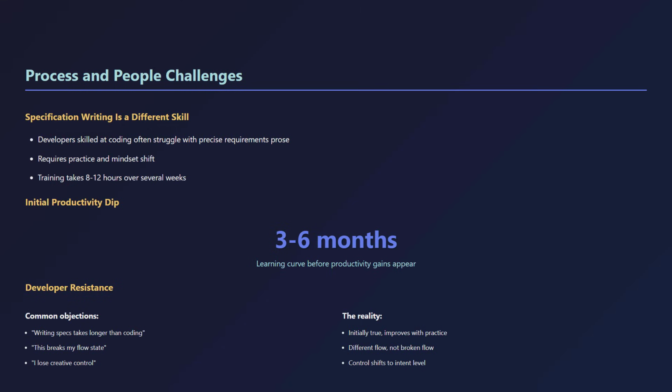This is normal, but 67% of teams experience this dip, and it affects morale if you are not prepared for it. Training takes time, 8 to 12 hours over several weeks. That is time away from shipping features.